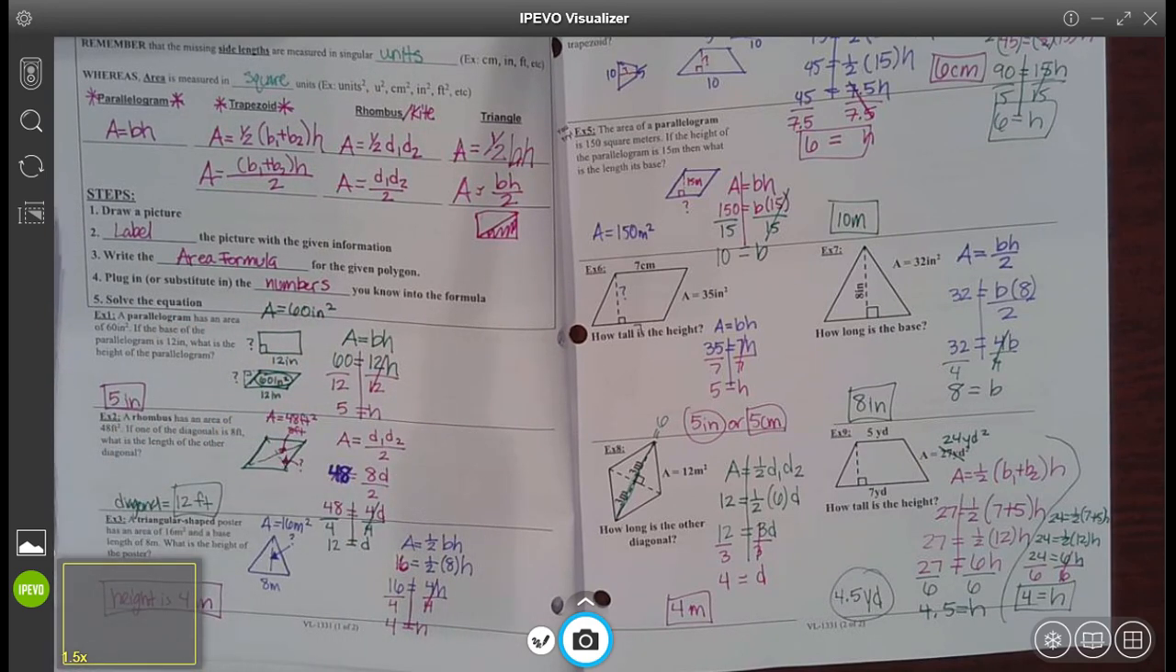Congratulations, my little mathematicians. It's all coming together. I hope you're proud of yourself.